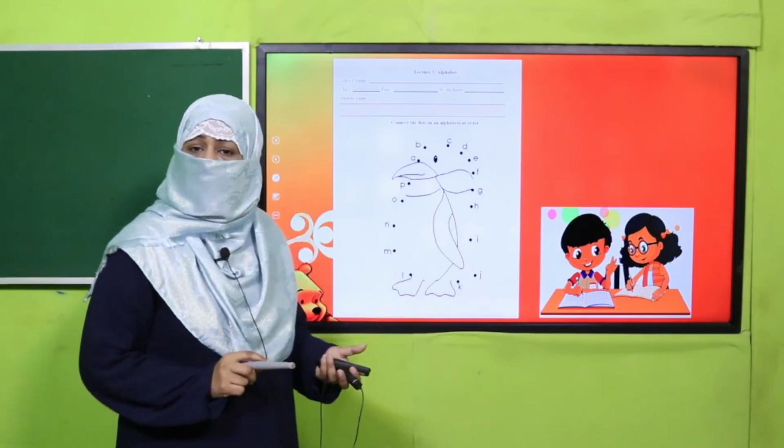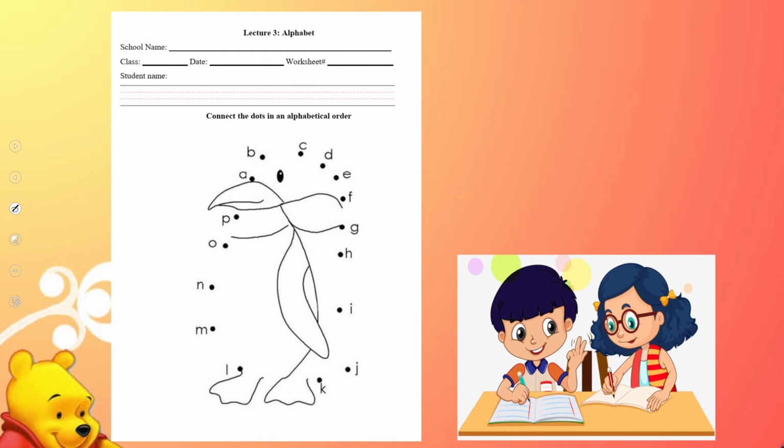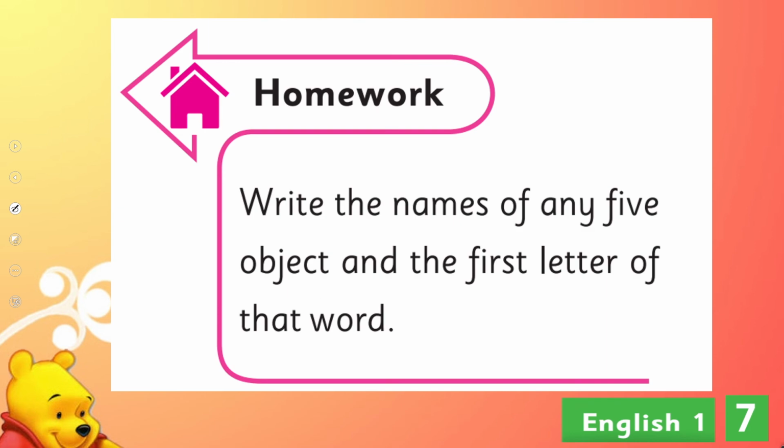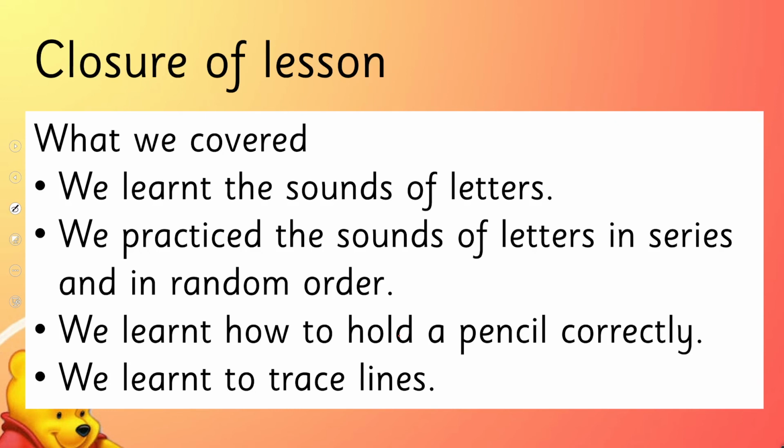Once again, students, what you will do, you will keep saying the sounds of the letters and joining them to complete this picture. So it's your homework. Write the names of any 5 objects and the first letter of each word. This is your homework.